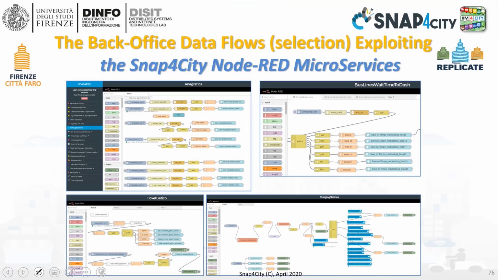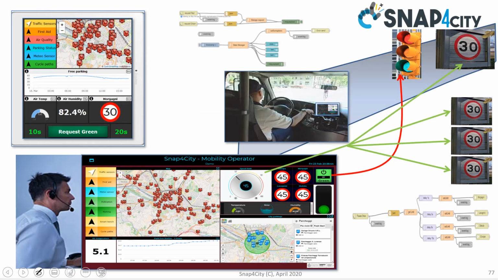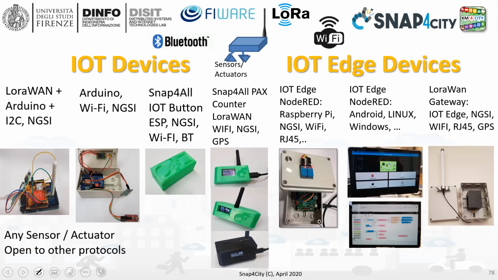These are examples that have been created by the municipality of Florence. They have a number of experts now who are capable of autonomously developing IoT applications exploiting the platform. This is an example that puts together some flows behind an operator dashboard that would like to control speed limit and the red light in the street. I'm going faster. And these are some IoT devices. We are going to talk about those things in the specific section.